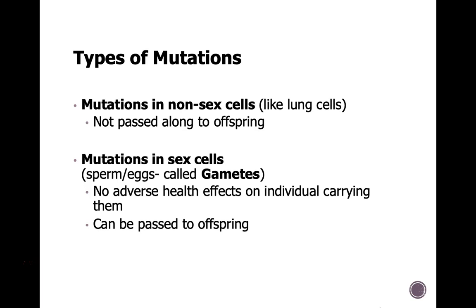However, mutations that occur in sex cells are potentially passed on to the next generation. So our sex cells are going to be our sperm or our eggs, and these are called gametes. So when a mutation occurs in a gamete, it's not going to affect the individual that possesses that gamete at the moment, but it can potentially be passed on to offspring. So these are the ones that are going to be the focus for us because we are worried about propagating life and passing on information to the next generation.